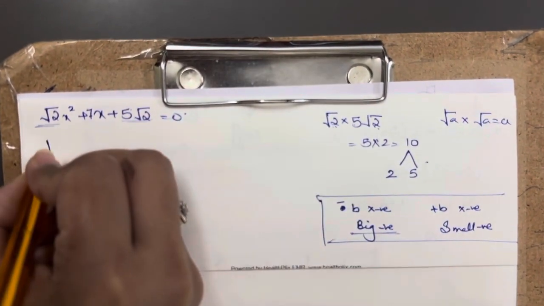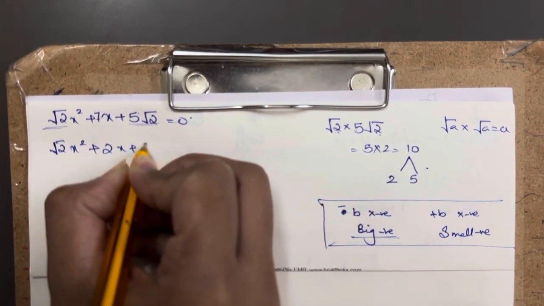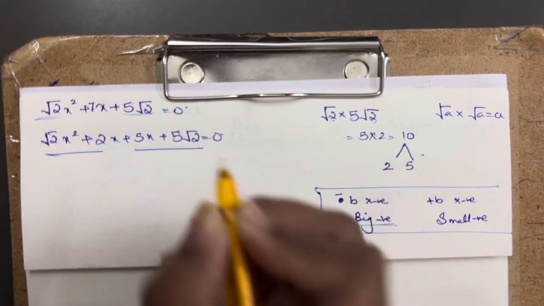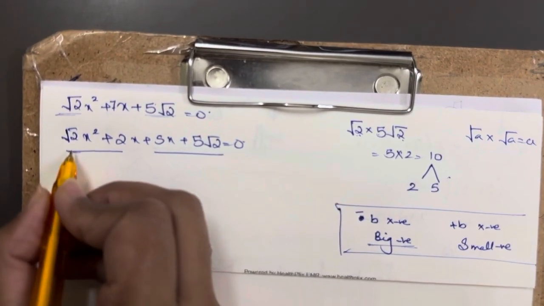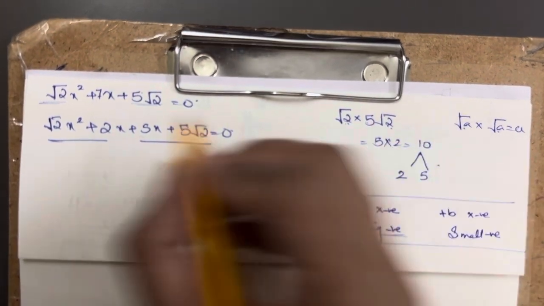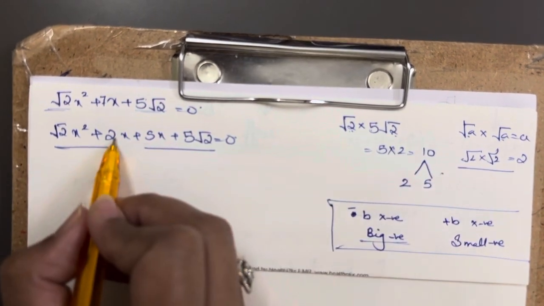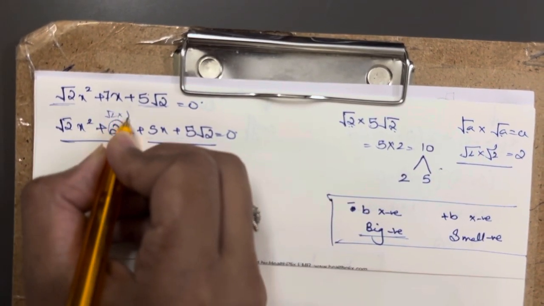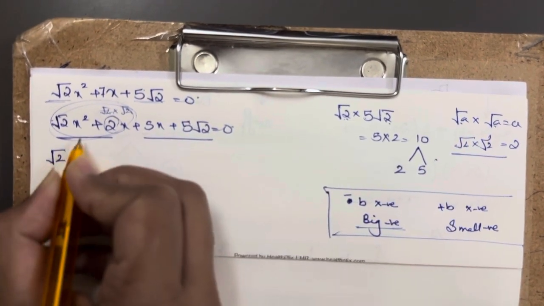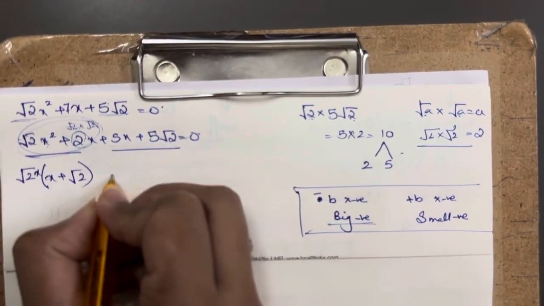So when I do that, it becomes root 2 x square. Instead of 7, I can write it as 2x plus 5x plus 5 root 2 is equal to 0. First two terms, last two terms is what you're going to take again. So when I do that, what is common in them? I just told you, a can be written as root a into root a. So also 2 can be written as root 2 times root 2, isn't it? So if you consider these two terms, root 2 is common in them. So root 2x goes out and x is also common. Left hand side will be x plus root 2. Now in here 5 is common.